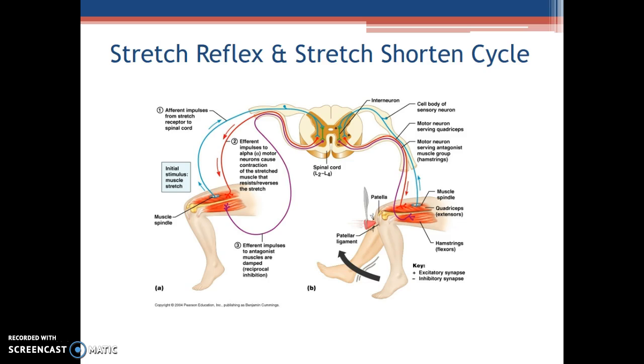The stretch reflex and stretch shortening cycle are important in plyometric training, as that consists of jumping. So to get distance with your jump, you need the quick and explosive power that the stretch reflex and the stretch shortening cycle can give you.